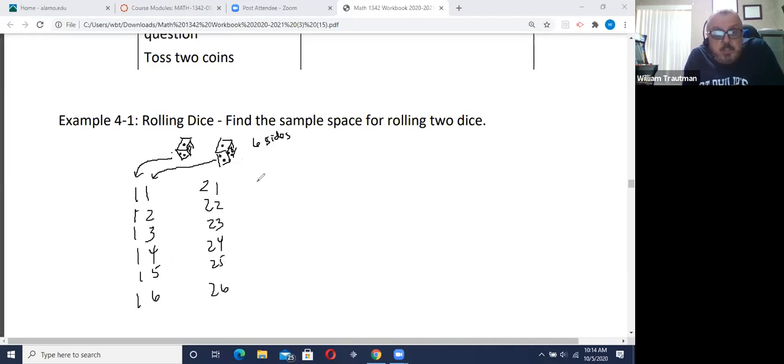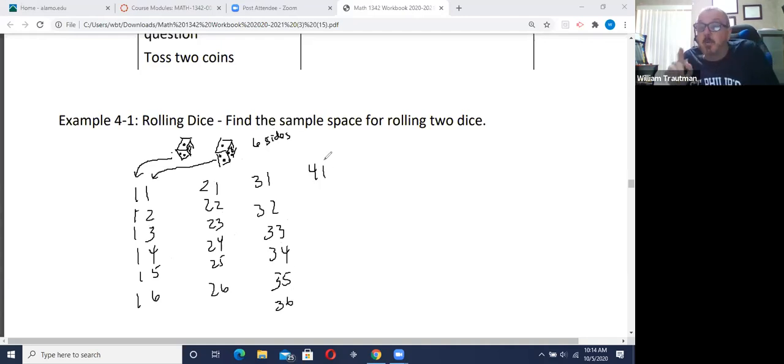Then I could roll a 3 and a 1, 3 and a 2, 3 and a 3, 3 and a 4, 3 and a 5, and 3 and a 6, 4 and a 1. By the way, I would write all these down because you're going to be using them over and over, and it's good to have them in front of you. This is a good thing to put on a formula sheet. All the outcomes for rolling 2 dice. 4 and a 1, 4 and a 2, 4 and a 3, 4 and a 4, 4 and a 5, 4 and a 6. This is why I told you this section is going to be long.